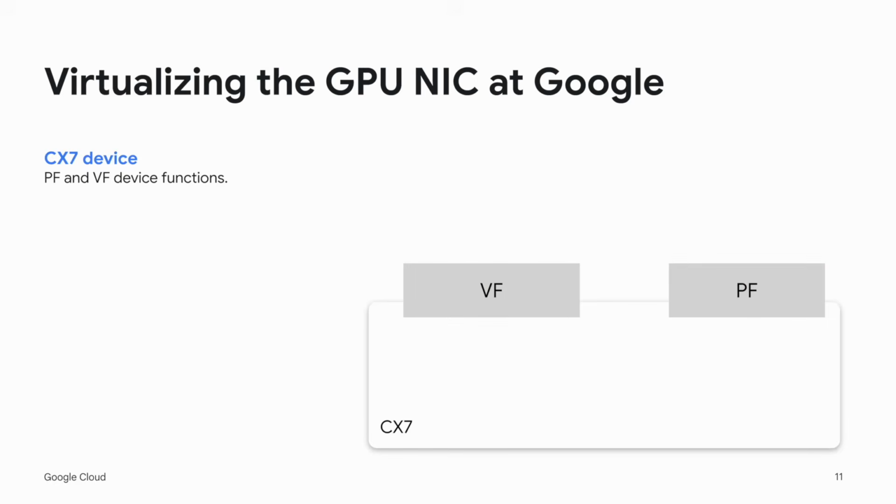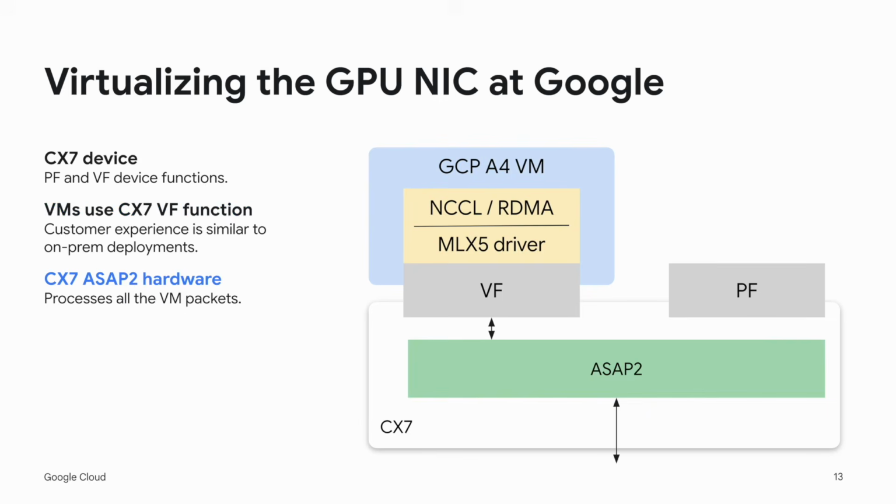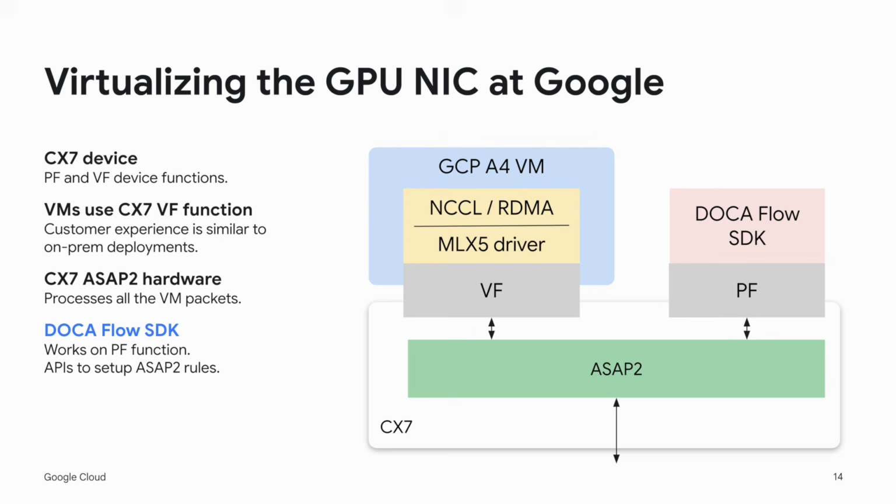So we operate the CX7 device in SR-IOV mode. It comes up with a physical function in a hypervisor and a virtual function. We pass this virtual function to our GPU VM. This is where our customer runs the RDMA stack and typically NCCL on top of that to do machine learning jobs. In the hardware, we have a programmable block called accelerated switching and packet processing, short for ASAP2.